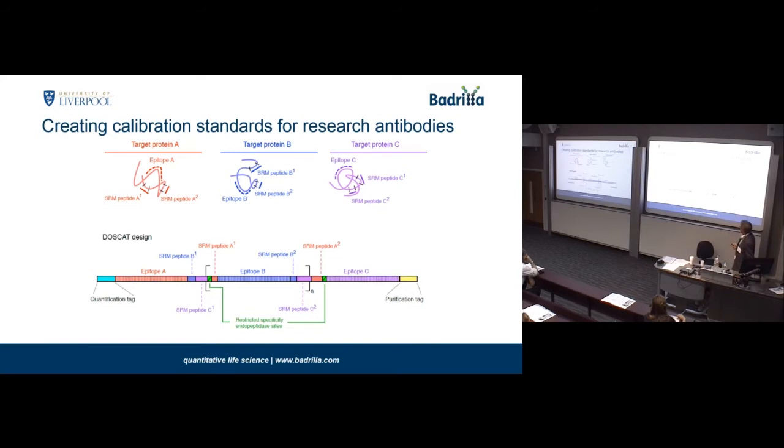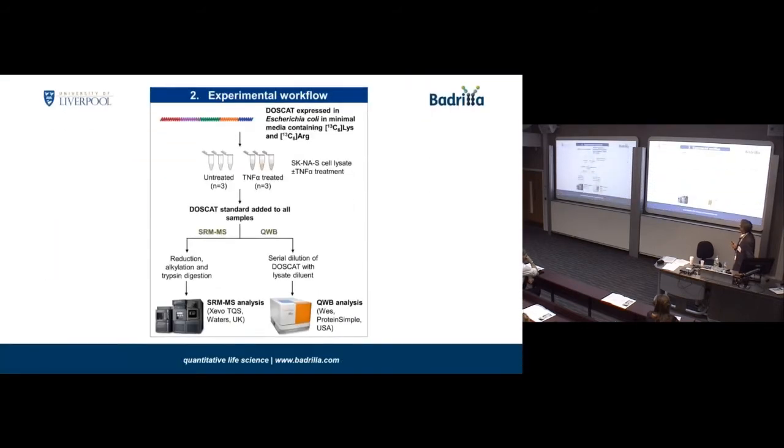That type of material can then be manufactured as a gene, expressed in E. coli with heavy forms of lysine and arginine, such that the cleavage for mass spectrometry results in a heavy peptide. And that heavy peptide from the standard can be easily spotted compared to the not heavy peptide from the biological material. So here's the workflow.